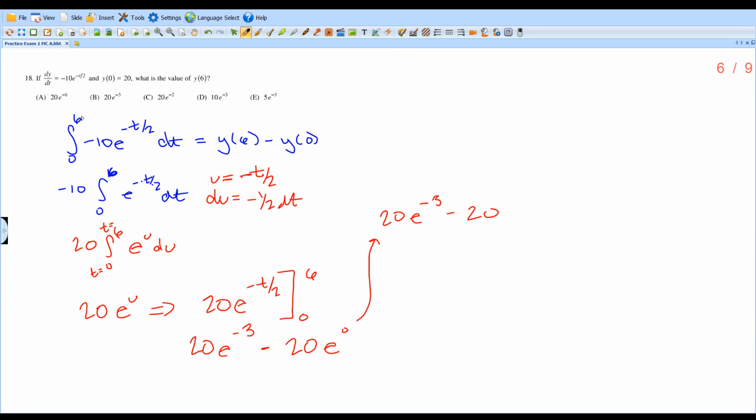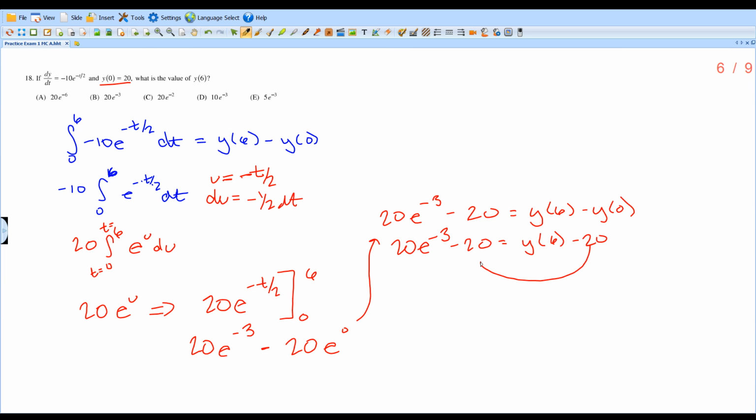But that was just the integral of this negative 10 e to the negative t halves dt. I still have this equal to y of 6 minus y of 0. And it tells us that y of 0 is equal to 20. So now I'd have 20 e to the negative third minus 20 equals y of 6 minus 20.